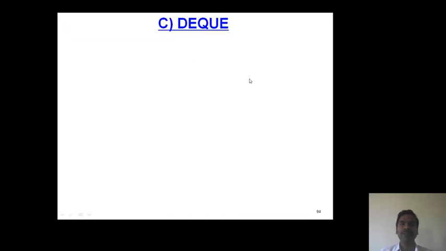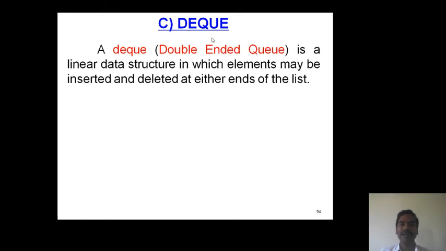Now, third type of queue, deque. Here, deque stands for double-ended queue. A double-ended queue is a linear data structure in which elements may be inserted and deleted at either end of the list. That means both ends allow insertion and deletion operations.